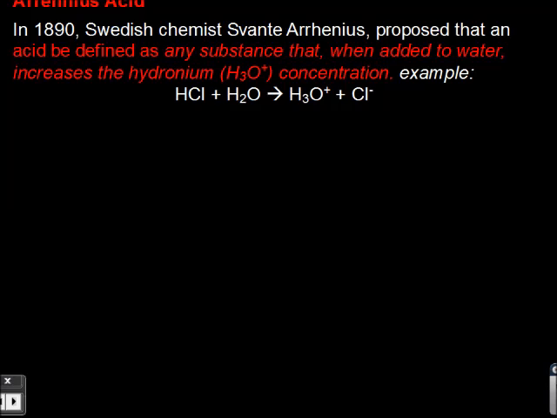In 1890, a Swedish chemist named Svante Arrhenius proposed a definition for an acid. He said an acid could be any substance that, when added to water, increases the hydronium concentration, hydronium being this H3O+. Example of that, when I put HCl in water, it forms H3O+ and Cl minus. So this is called our Arrhenius acid. Anything that increases the concentration of H3O+.